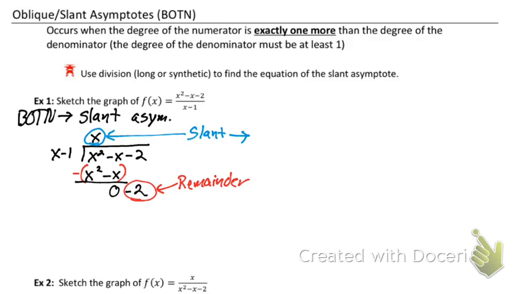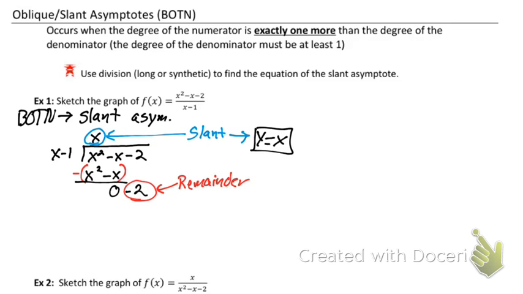So that's going to give me the equation y equals x. That is your slant asymptote. So you divide, and whatever your quotient is, that's your slant asymptote. Once again, you just use division, either synthetic or long division. Why I did long division is because sometimes the one on the bottom is like x squared. You can't use synthetic then. So I just use long division.